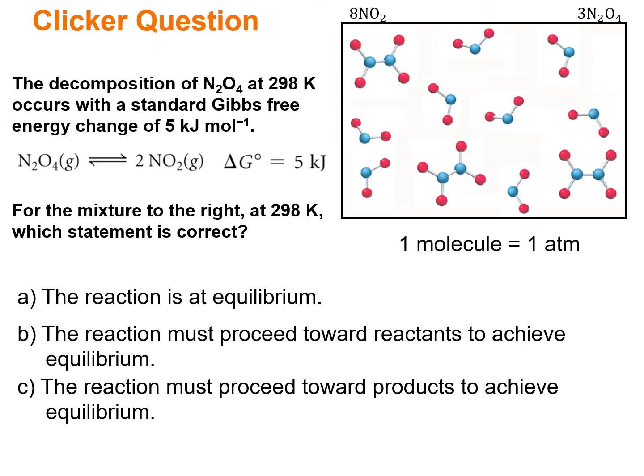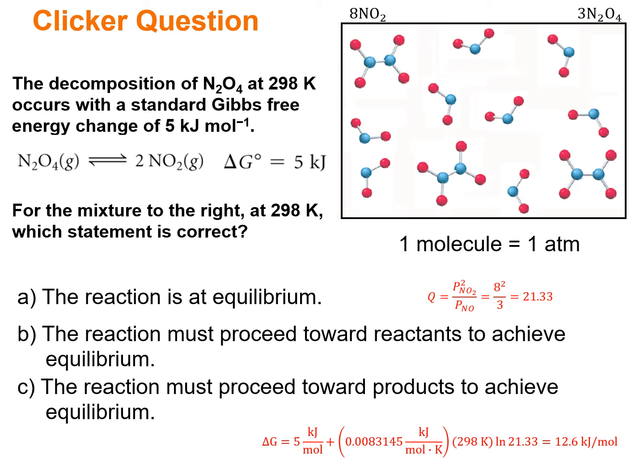We know that the Gibbs free energy change is 5 kilojoules per mole. And so we can go ahead and calculate what this would have to be with our current values for Q. If we have 8 NO2s and 3 N2O4s, and the reaction yields 2 NO2s, then Q is going to be 8 squared divided by 3. So we get Q equals 21.33.